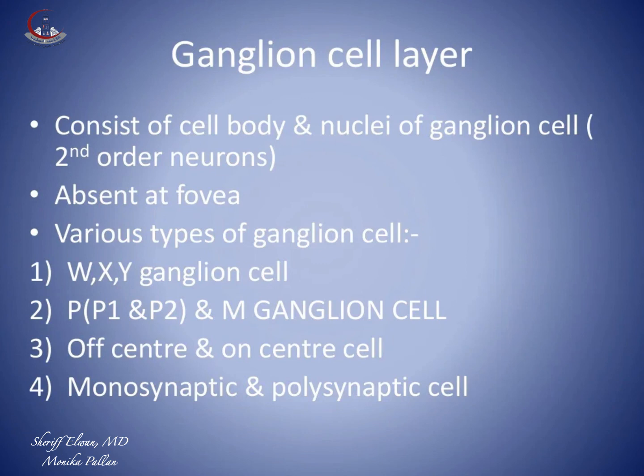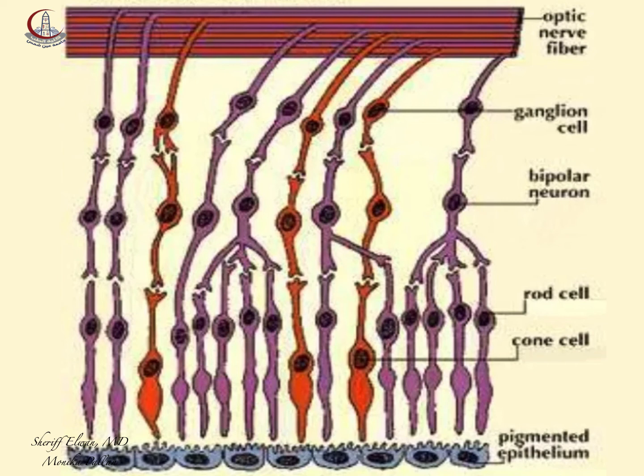The types of ganglion cells are classified in four main categories. The first is the W, X, Y ganglion cells. The second is P and M ganglion cells, and P are classified into P1 and P2. Third is off-center and on-center cells. And finally, the monosynaptic and polysynaptic cells. Here we can see the ganglion cells, second order neuron, communicating with the rods and cones via the bipolar cells.